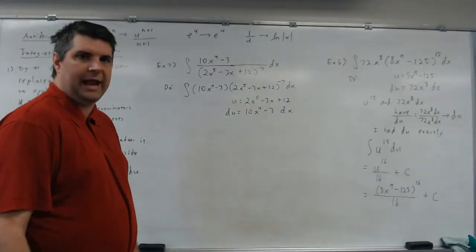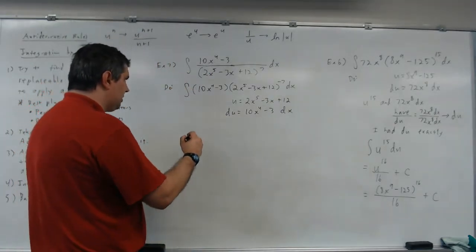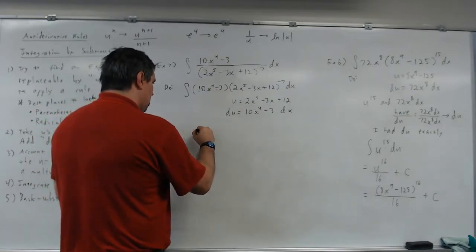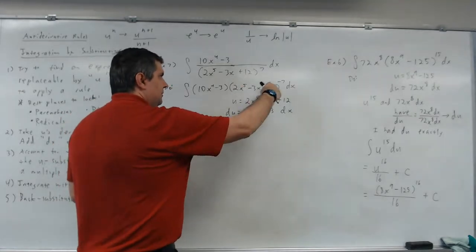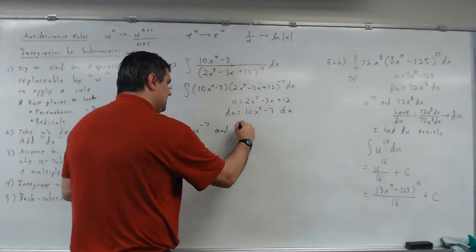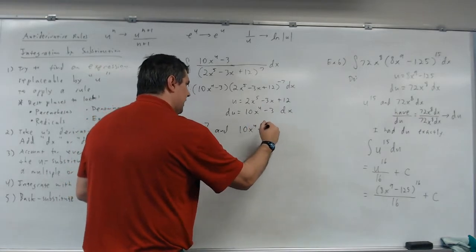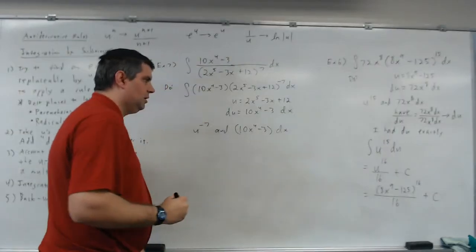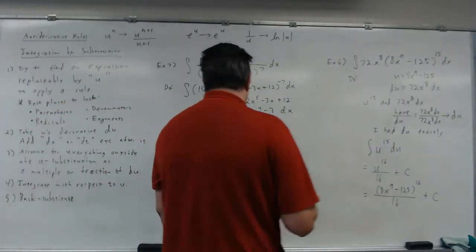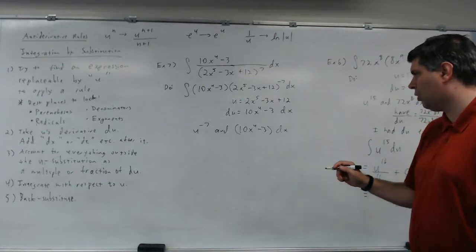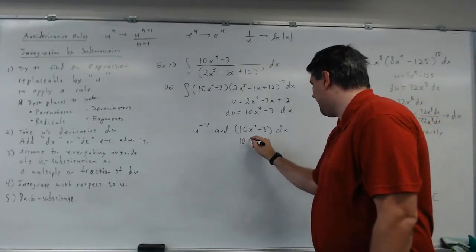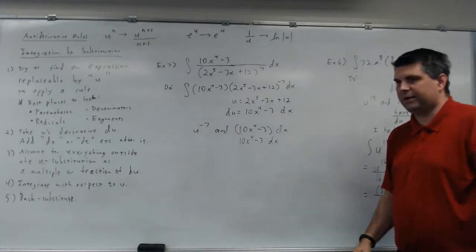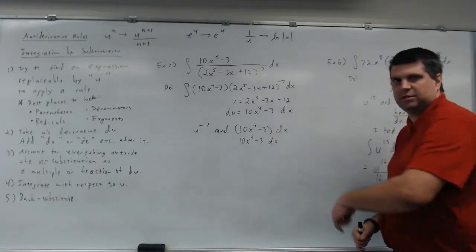Okay? Now, so here's what I have. I have u to the negative 7th and 10x to the 4th minus 3 dx, since the parentheses aren't really necessary in the context of this lingo.